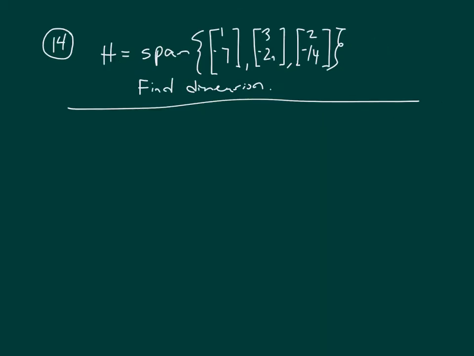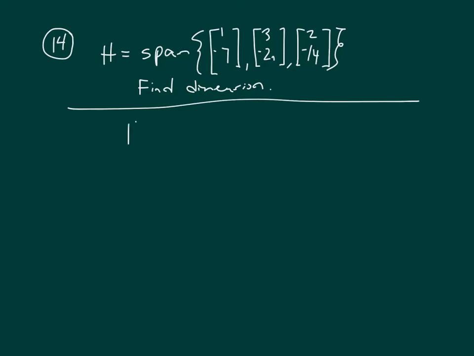Problem 14 asks us to find the dimension of the subspace spanned by the 3 vectors shown. Now, H is defined to be the span of the following 3 vectors, but if we look closely, it's actually overkill because notice that the second vector is 3 times the first vector. And in fact, the third vector is 2 times the first vector, so they're not linearly independent vectors.